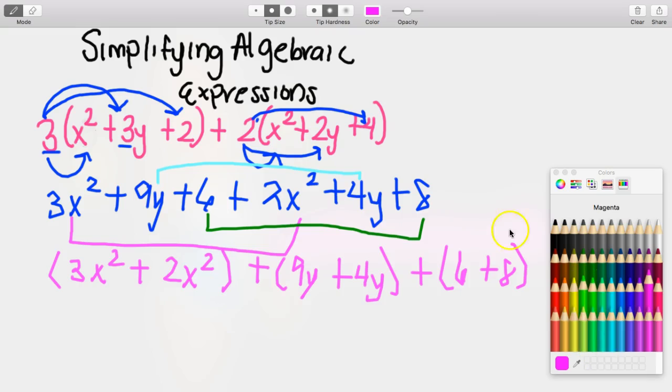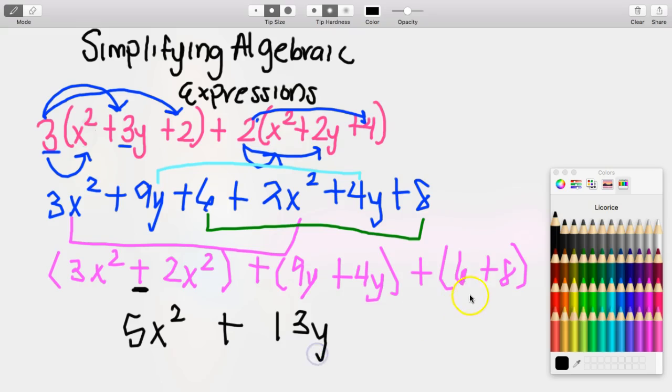Alright, now we've grouped all our like terms together, and we're going to finish off and simplify our algebraic expression. We have 3x squared plus 2x squared. Remember, we are adding, so that gives us 5x squared. Then plus, because there's a plus sign separating the terms, we have 9y plus 4y, which gives us 13y. And lastly, 6 plus 8, which gives us 14. So we simplified our algebraic expression by using distributive property and combining like terms, which gives us 5x squared plus 13y plus 14.